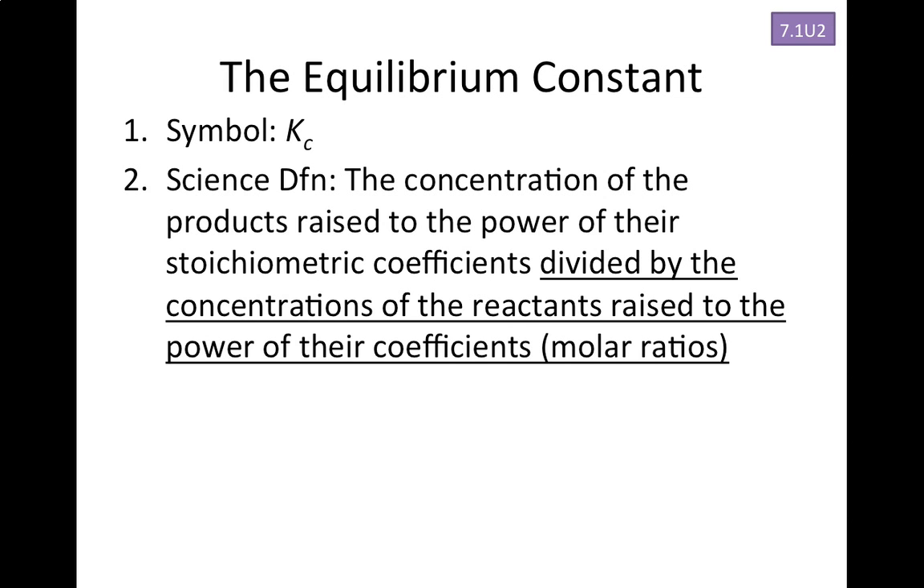The science definition, it's the concentration of the products raised to the power of their stoichiometric coefficients. If we remember back a couple of units, stoichiometric coefficients just mean those mole ratios from our balanced equation. So the numbers that are out front, the coefficients of those, that's my stoichiometric coefficients. So I'm going to need balanced equations for each of these. And that is divided by the concentrations of the reactants raised to the power of their coefficients, again, molar ratios.